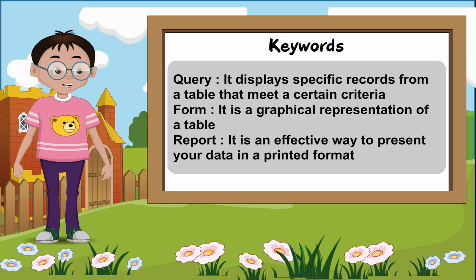Keywords. Query: it displays specific records from a table that meet certain criteria. Form: it is a graphical representation of a table. Report: it is an effective way to present your data in a printed format.